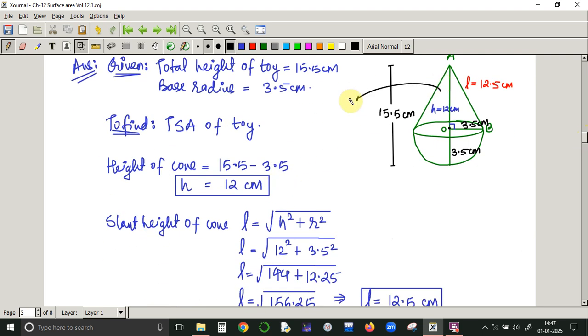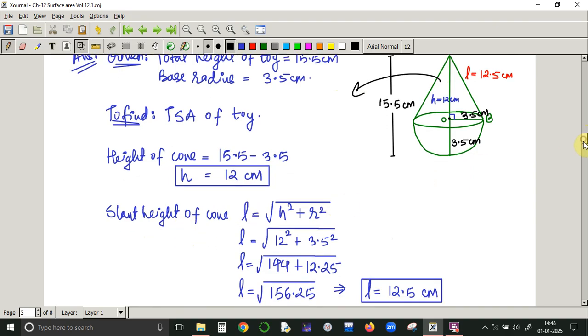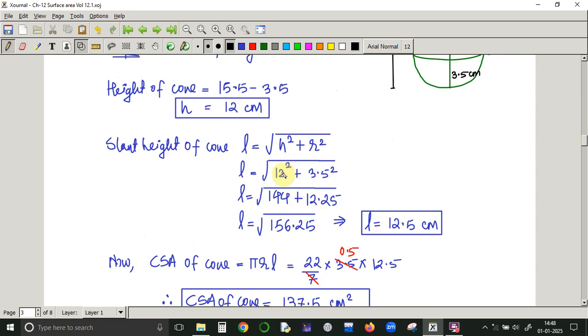Now remember that the CSA of a cone is given by the formula pi r L. We don't have the value of L, so we have to find L. L is the slant height, and it is given by under root h square plus r square. Putting the values, h is 12, 12 square is 144, plus 3.5 square is 12.25. Adding them, we get this.